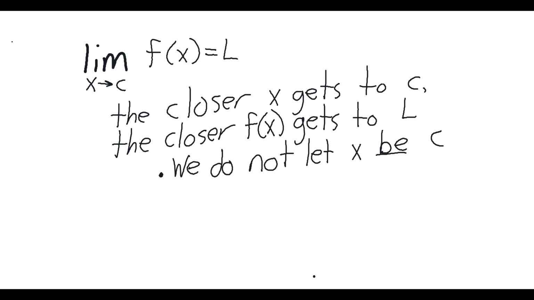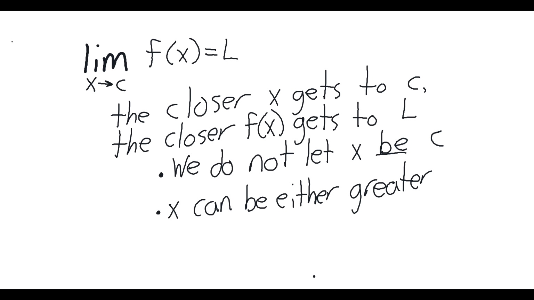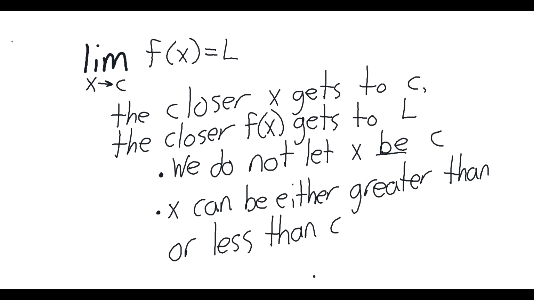And then another brief comment. x can be either greater than or less than c. And this kind of breaks the circle example because a radius can't be negative. We'll come back to that in a later section, but just looking at this as a mathematical statement without any real world meaning attached to it, we can approach c from above, or we can approach c from below.